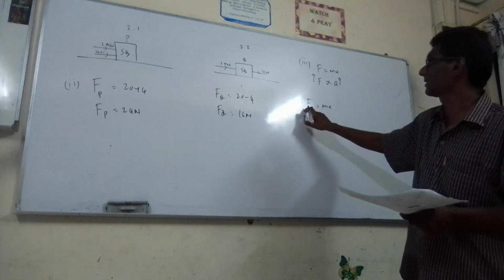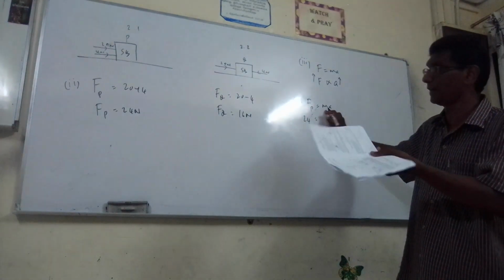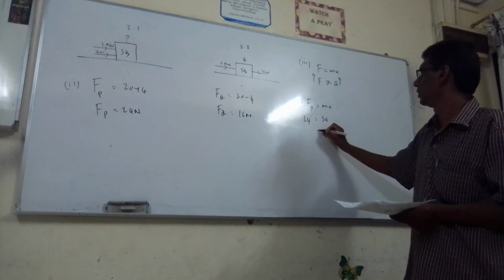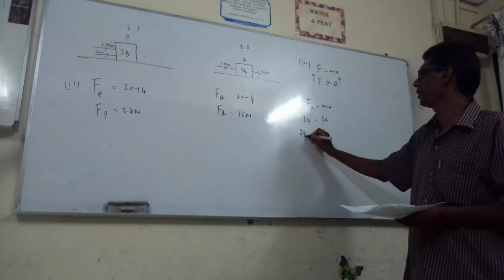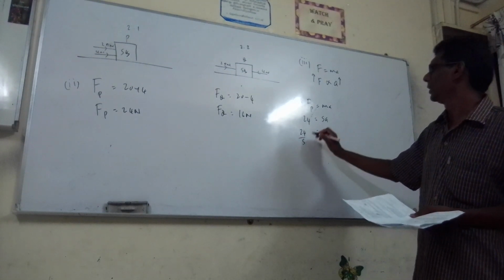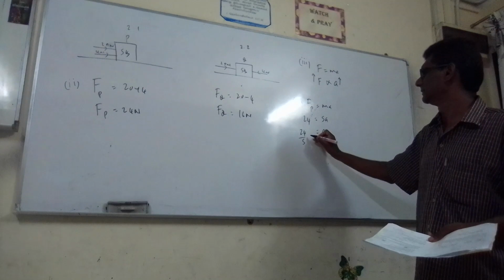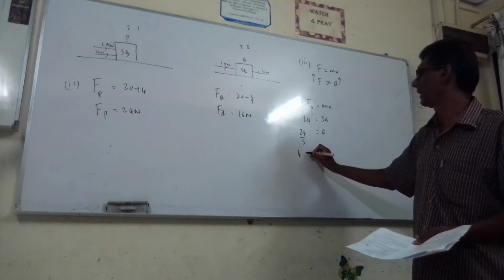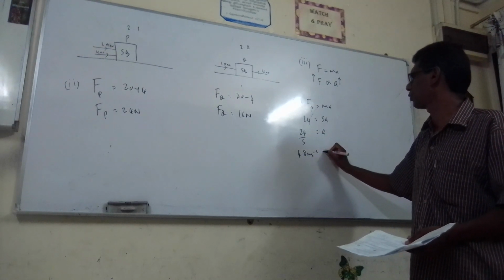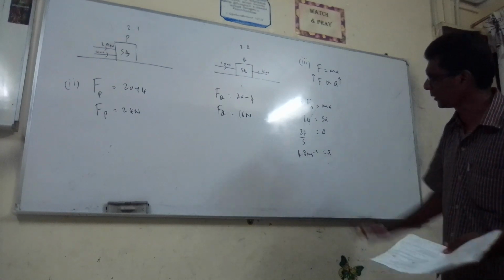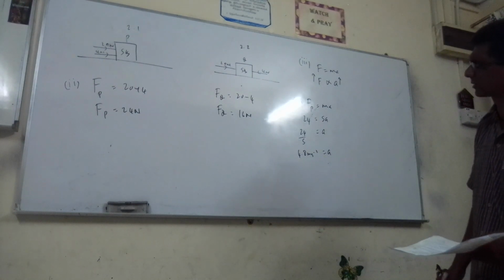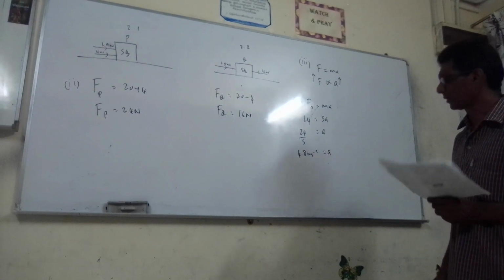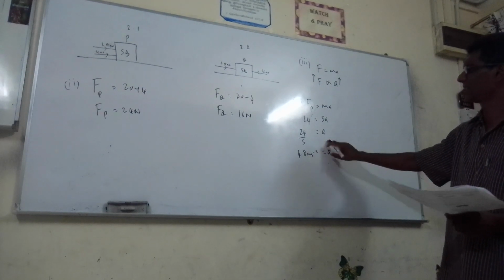The resultant force P equals ma, with m equals 5 kg. A we don't know, so A equals 24 divided by 5, which is 4.8 meter per second square. Okay, the acceleration is 4.8 meter per second square.